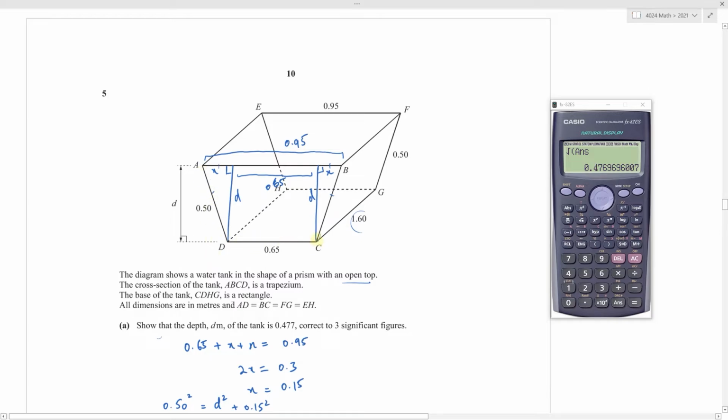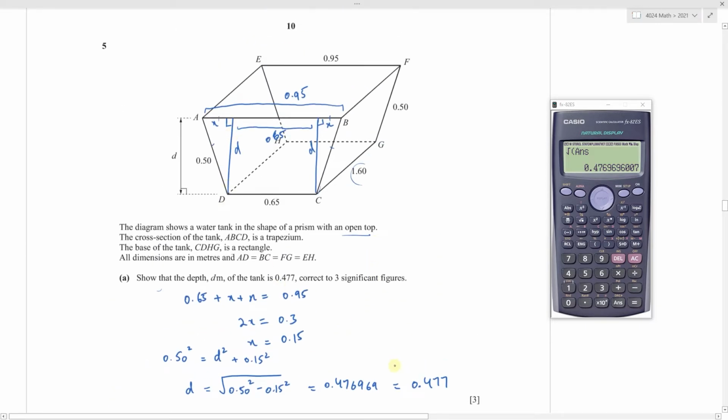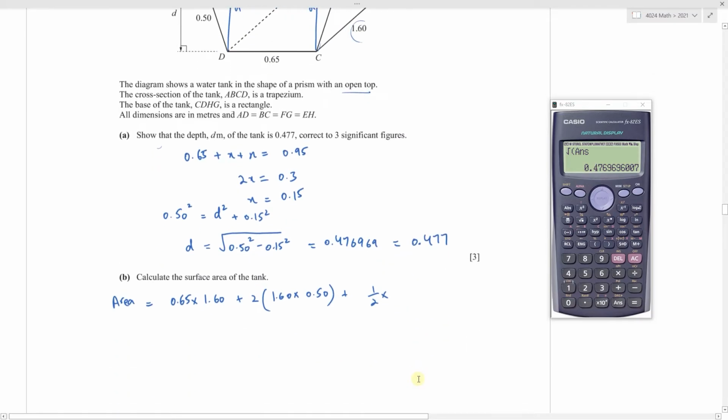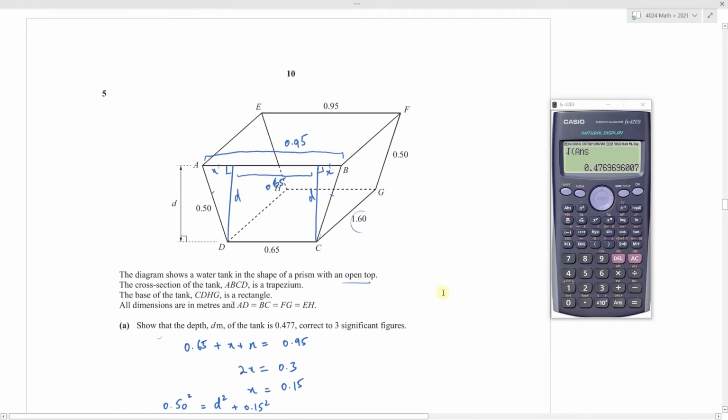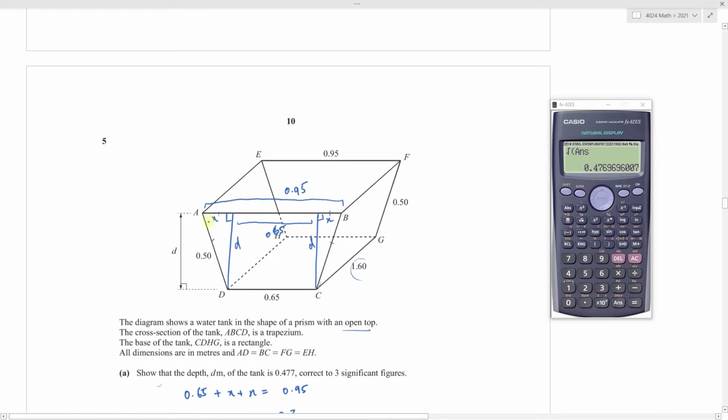Now let's look at the front side. It's a trapezium, and the area of a trapezium is 1 by 2 into height. The height of this trapezium is d, which is 0.477, multiplied by the sum of the parallel sides. These two sides are parallel, 0.65 plus 0.95. And so this is the front.